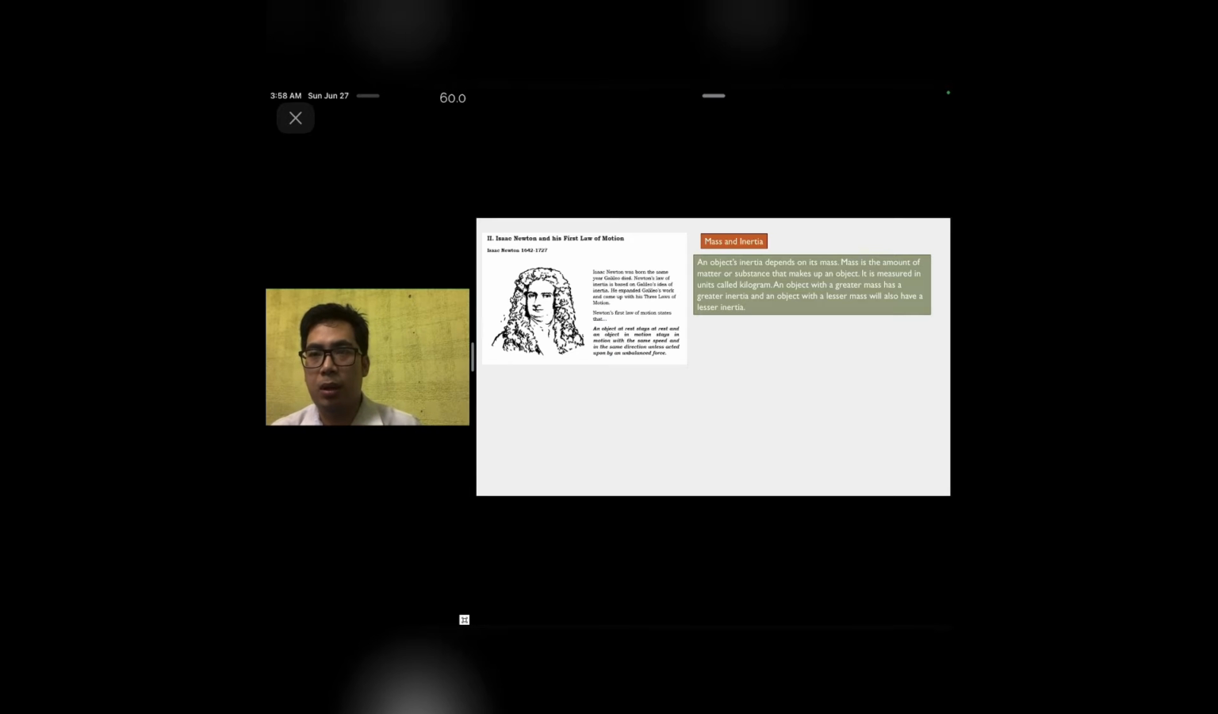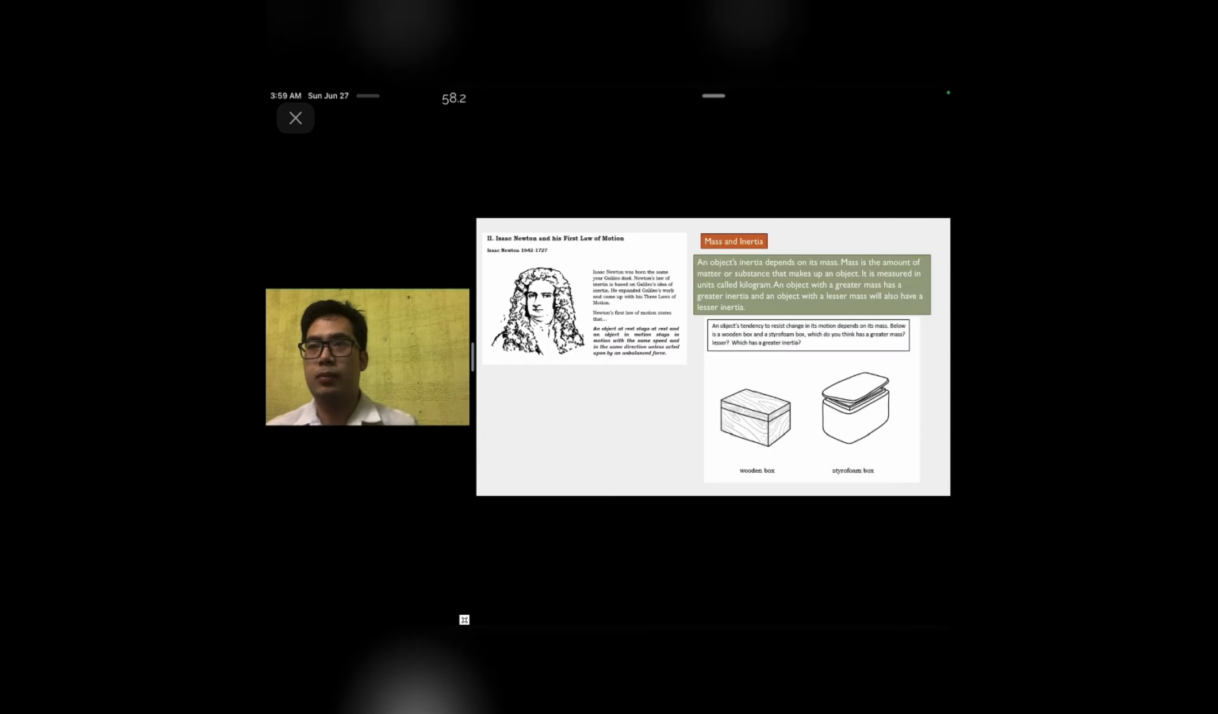Next is Sir Isaac Newton and his first law of motion. So dito, inintroduce na yung si Sir Isaac Newton, and with the help of concept of Galileo Galilei, nag-formulate dito si Sir Isaac Newton yung kanyang first law of motion. So he stated there that an object at rest stays at rest, and an object in motion stays in motion with the same speed and in the same direction unless acted upon by unbalanced force.